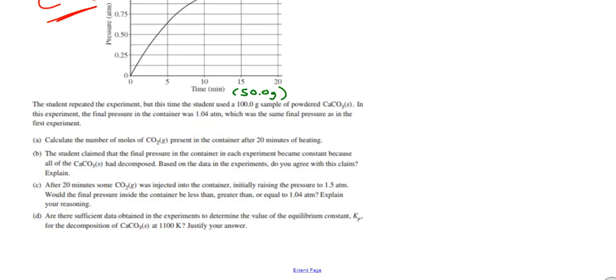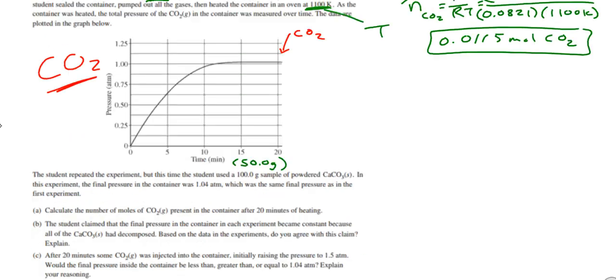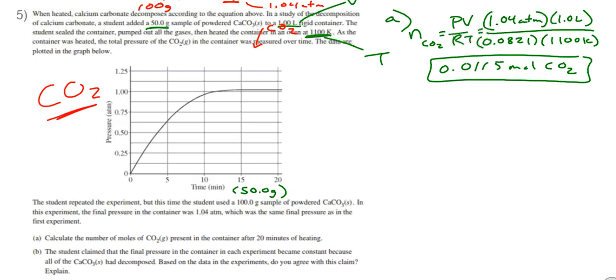Initially raising the pressure to 1.5 atm. Would the final pressure inside the container be less than, greater than, or equal to 1.04 atm? Explain your reasoning. So if you had to draw this, by the way, we can't even do it. Literally what it would do is it would have done this. Now what it's asking is, after that point, will the final pressure be greater than, less than, or equal to 1.04 after I did that? Explain the reason. So, any gut feelings?